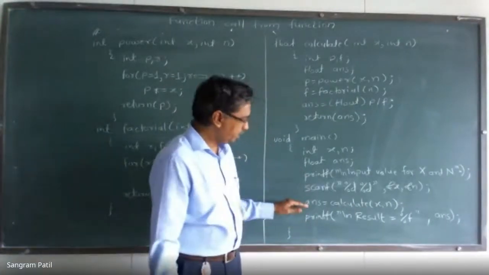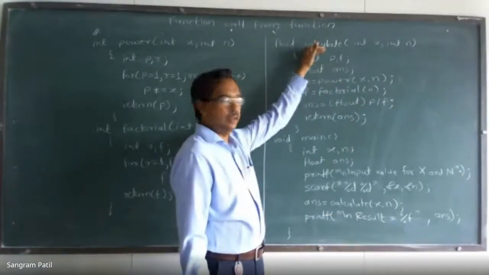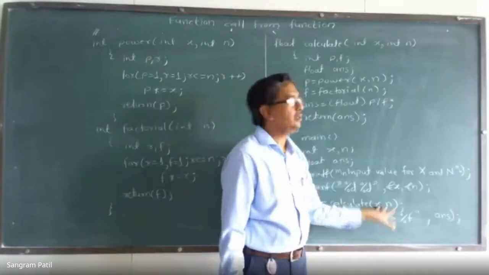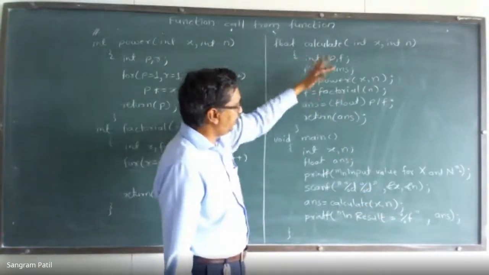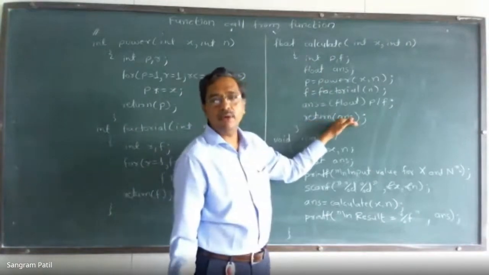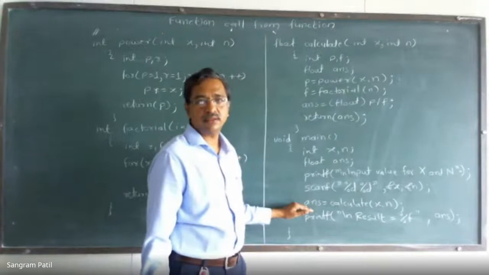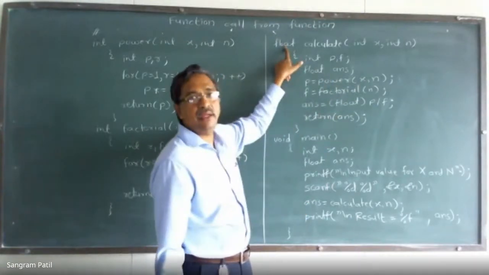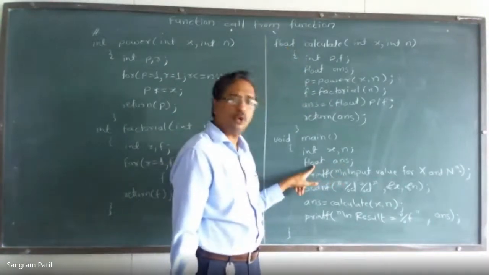So here we are calling the calculate function. So it goes to execute calculate. This calculate function receives two values, so we are passing two values x and n. Then it executes the function, forget about the implementation, and returns the value of answer. This value of answer is given back to ANS. The type of ANS is float, so we are writing float here, and the type of this variable is also float.